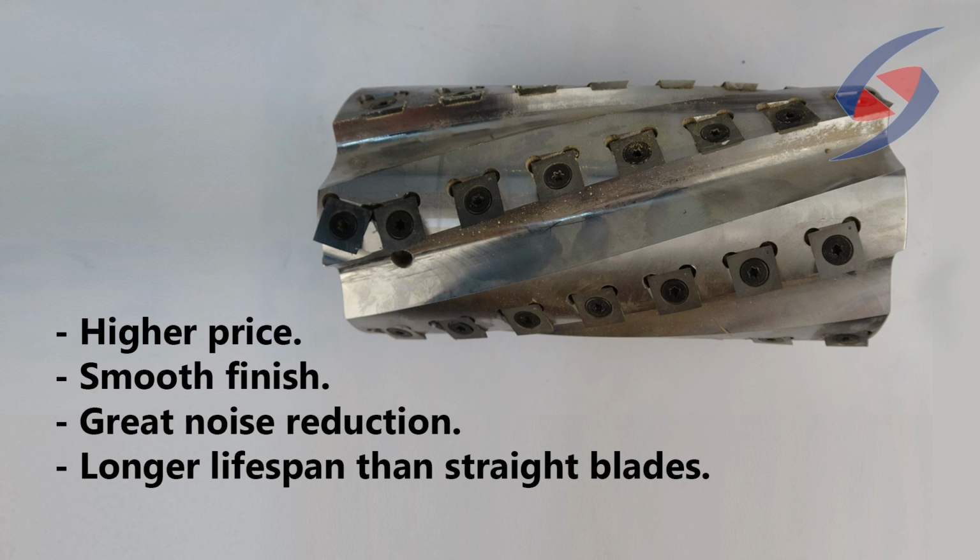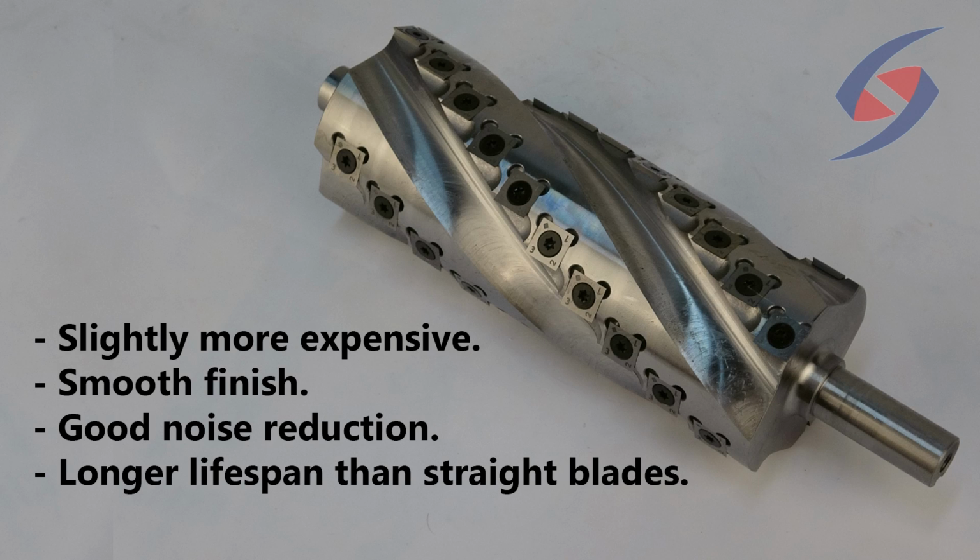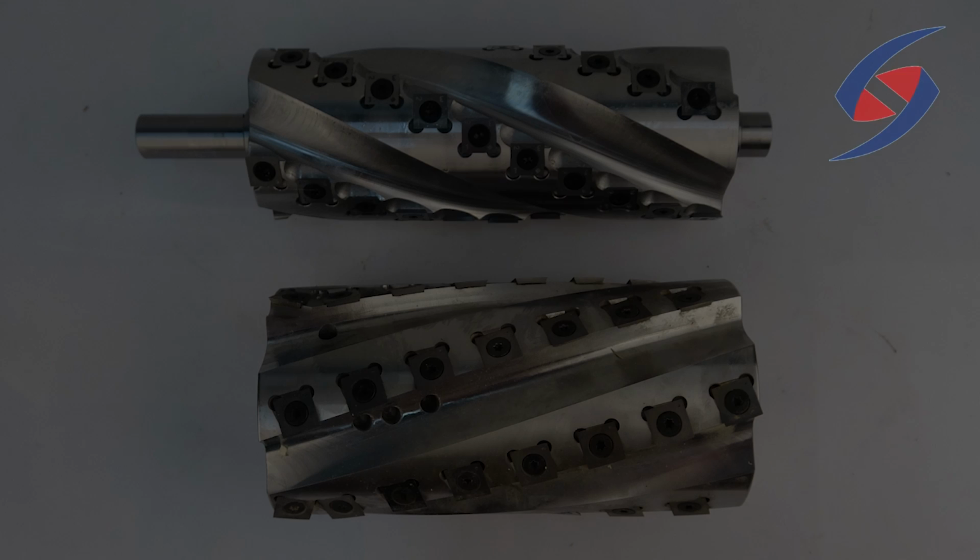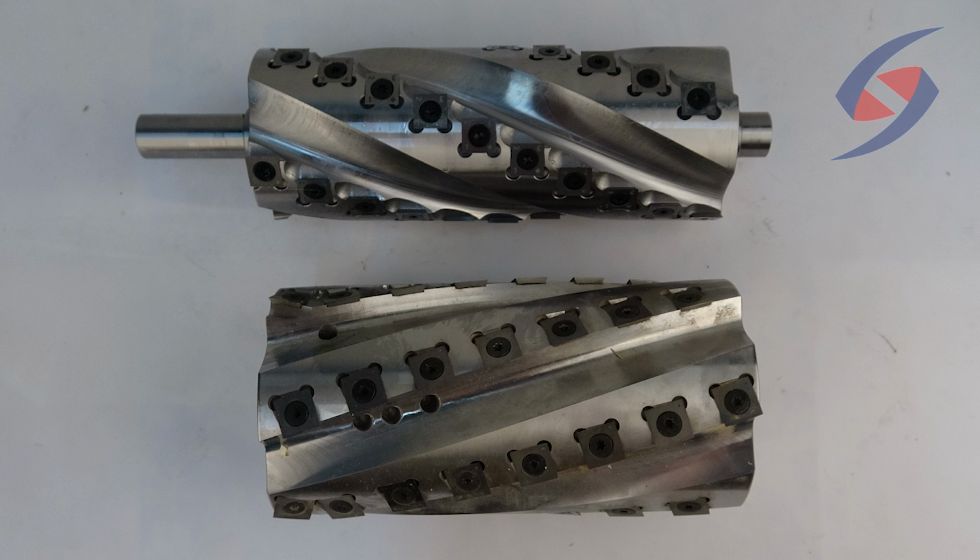The spiral cutter head has a higher price than a straight knife one, but creates a much smoother finish on workpieces and greatly reduces the noise during processes. The carbide inserts used have a much higher lifespan than straight blades and has an overall better performance. Finally, the helical cutter head is typically a little more expensive than a spiral cutter head, but creates a similar finish. The helical head is generally easier to clean because of its design. Overall, there isn't too much of a difference between the spiral and helical cutter heads in terms of performance.